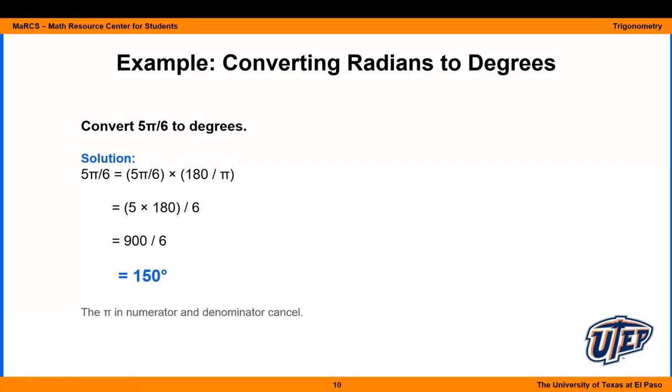Now let's convert 5 pi divided by 6 radians to degrees. We multiply by 180 over pi. The pi's cancel, leaving 5 times 180 divided by 6, which simplifies to 150 degrees.